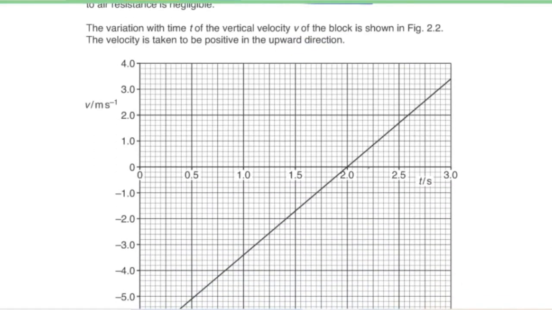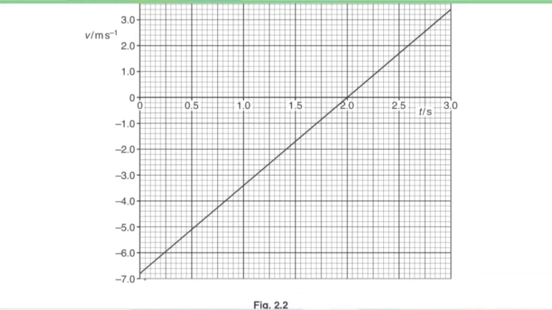Okay, so figure 2.2 suggests that the block rises in air with speed of 0 meters per second and reaches the maximum speed of 3.4 meters per second, and then it changes its direction by crossing the x-axis, and then it comes to the negative side of the y-axis. This means that it has changed its direction and now it's moving downwards with speed 0 meters per second and reaching a maximum speed of 6.8 meters per second with a time interval of 2 seconds.